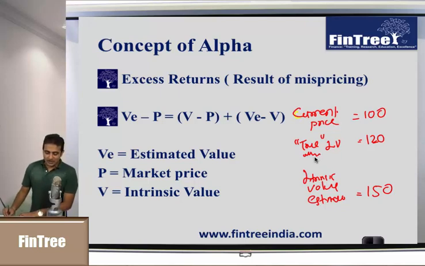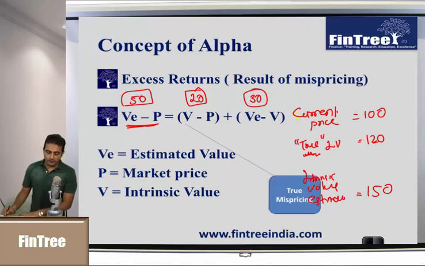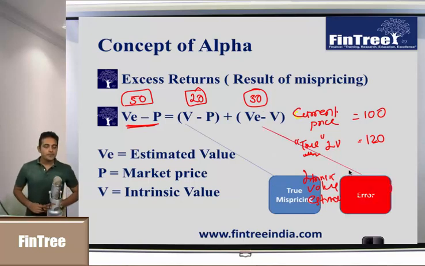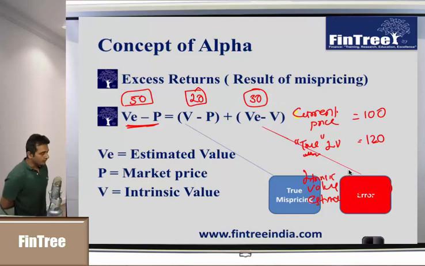So what this analyst might think is that he has a potential upside of 50. That's your potential upside, because you would buy the stock at 100 and it is expected to go up to 150. But this potential upside is made of two parts. V minus P is the true upside, which is 20. And VE minus V, which is 150 minus 120, is his estimation error. Are you following this? This is the true mispricing, and this component is the estimation error. 50 is the estimated alpha, out of which 20 is the true alpha and 30 is the estimation error.